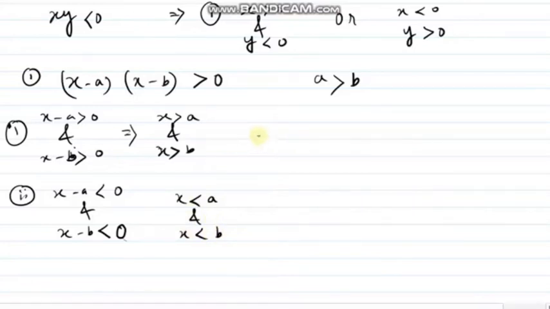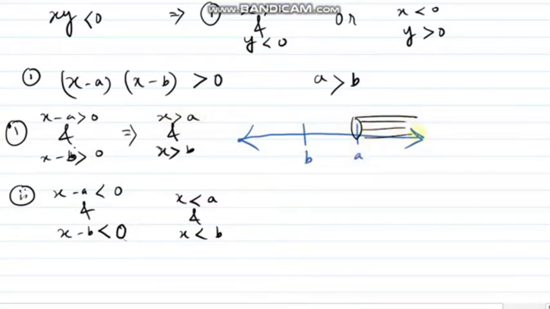Now if I try to draw the graph of this, or number line, I said a is greater than b. So for the first case, x greater than a, this will be the curve from a going till infinity. And for the second one, x greater than b. So I need the AND solution, that's the common part. What's the common part? The common part is x greater than a, right?